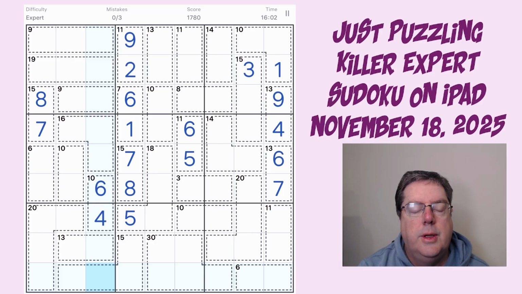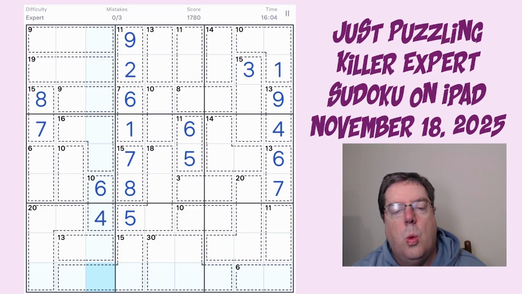8 and 6. So 1, 2, 6 can be there. 2 cannot be there. 2 cannot be there. So 2 can't be there, there, or there. 2 can't be there. So 2 and 7 are here. So this is 2 and 7, which means this is going to be a 1, 3, 5, which means that can't be a 5. So that's a 2, leaving this to be a 7.